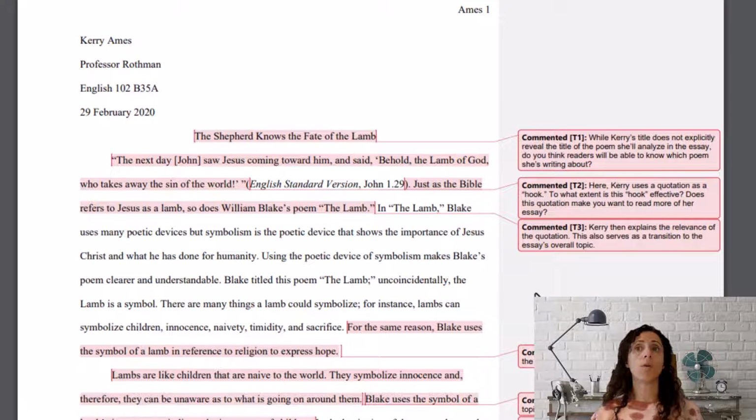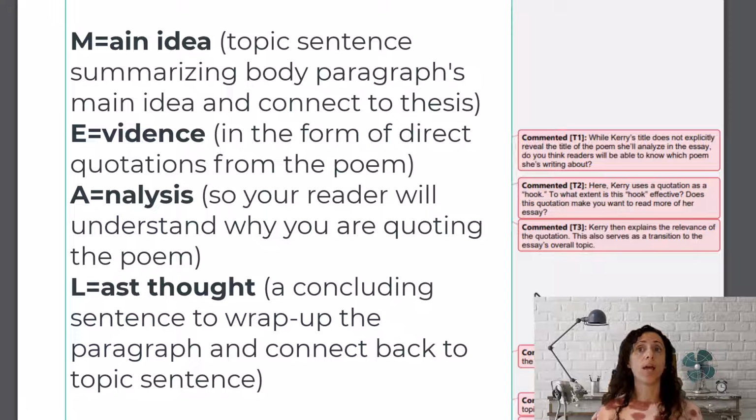Think back to the meal format video. The video uses an acronym to describe what should go in a body paragraph. M is the main idea, or a topic sentence that summarizes the body paragraph's main idea. E stands for evidence, in the form of direct quotations from the poem. A stands for analysis, so your readers will understand why you are quoting the poem. And L stands for last thoughts, a concluding sentence to wrap up the paragraph.